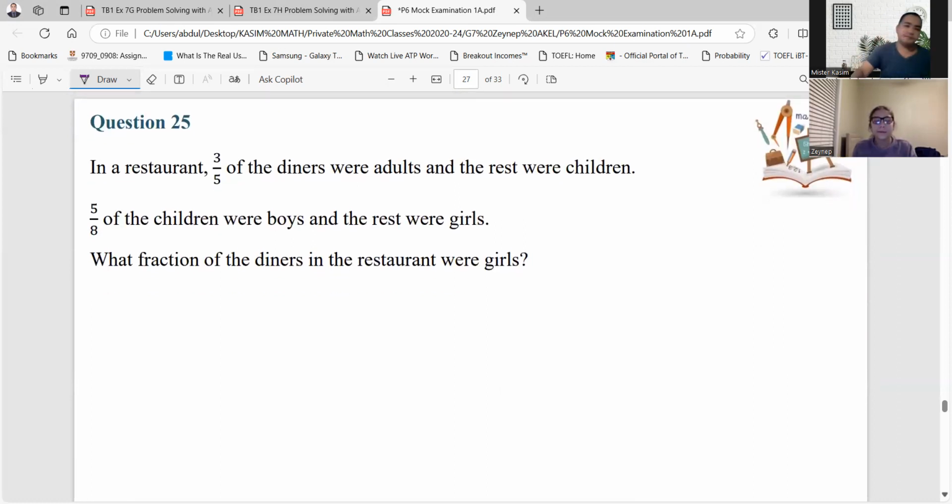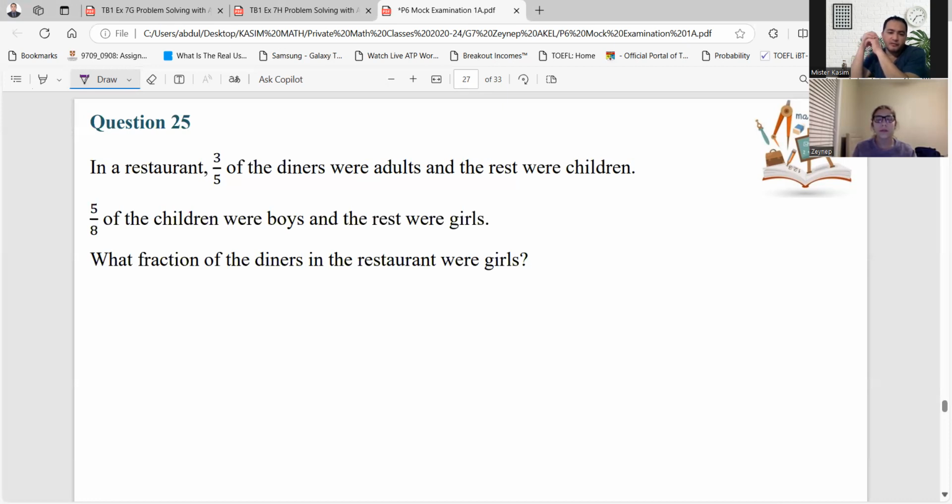Read the next question, Zeynep. In the restaurant, 3/5 of the diners were adults and the rest were children. 5/8 of the children were boys and the rest were girls. What fraction of the diners in the restaurant were girls? Would we have to divide 5/8 from 3/5? Or actually subtract?